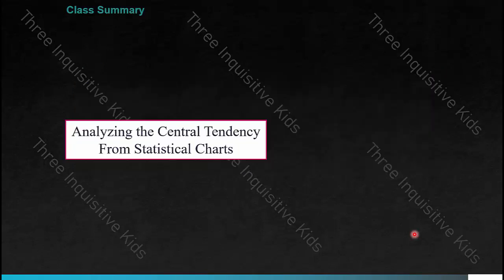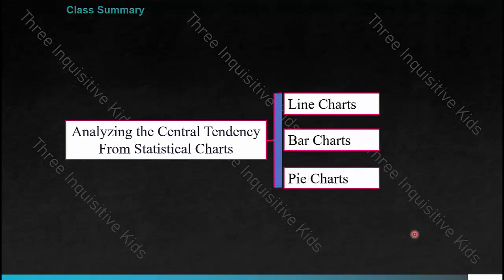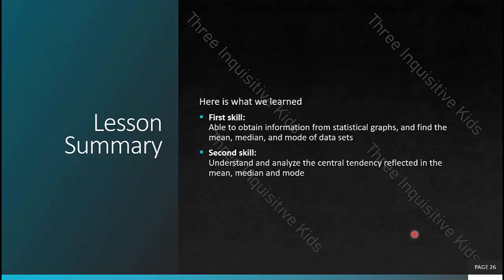Class summary. Analyzing the central tendency from statistical charts. We learned how to do this through line charts, bar charts, and pie charts. The two skills we learned today are being able to obtain information from statistical graphs and find the mean, median, and mode of data sets, and to understand and analyze the central tendency reflected in the mean, median, and mode.